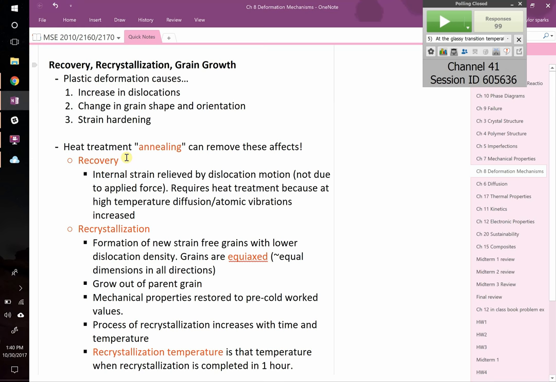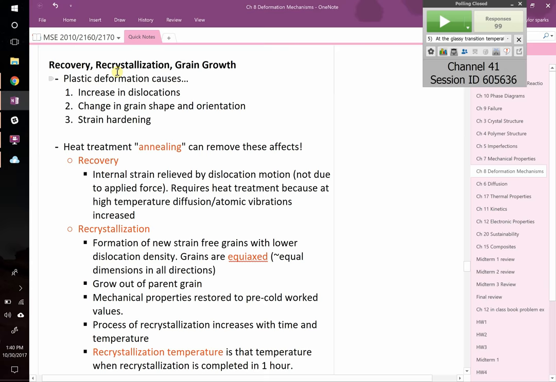Recrystallization is when the lattice is so messed up that it's cheaper in terms of energy to grow a new grain rather than trying to fix the broken grain, right? If you're flipping a house, at some point it's cheaper to tear the house down and start over. That's recrystallization. If it's cheaper to patch it up and just make it look nice, that's recovery.